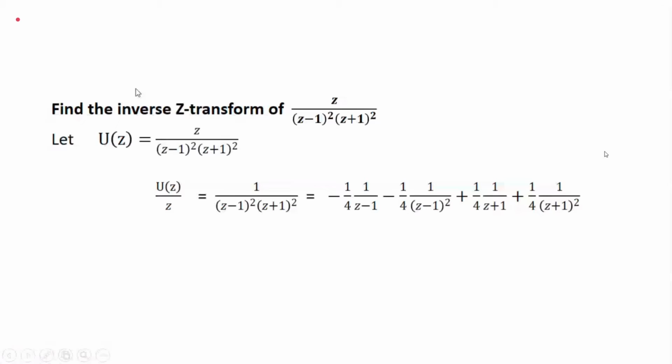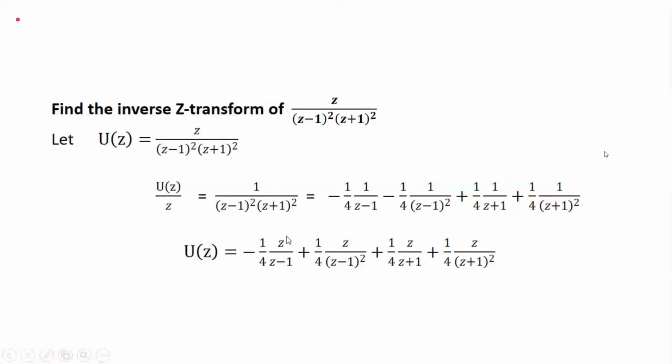While splitting it into partial fractions, what is it that you have to do? A by (z minus 1) plus B by (z minus 1) whole square plus C by (z plus 1) plus D by (z plus 1) whole square. That's true. So what I get is U(z) by z is equal to this. This is z by (z minus 1), z by (z minus 1) whole square.